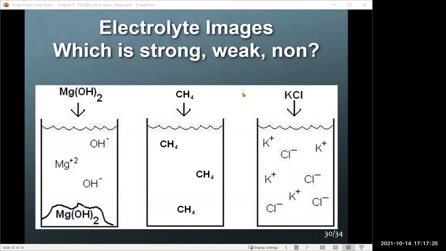All right. Images here. I think we've gone through that. Magnesium hydroxide shows it. We know it's a weak electrolyte because of its insolubility.